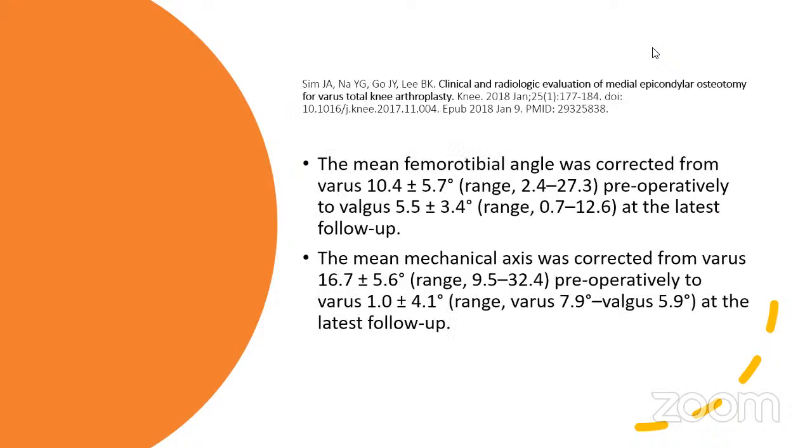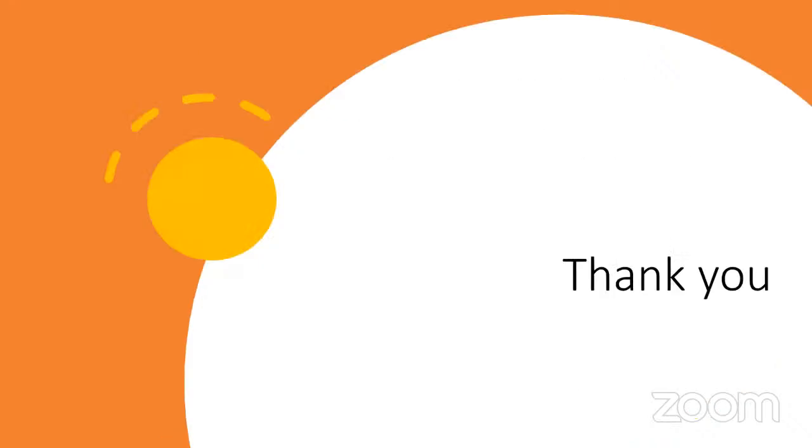Sim J. et al., in their 2018 study on clinical and radiological evaluation of medial epicondylar osteotomy for various total knee arthroplasty, were able to correct a varus deformity of about 10 degrees to a valgus of up to 5.5 degrees using medial epicondylar osteotomy. Similarly, they were able to correct the mechanical axis from 16 degrees varus to a postoperative varus of 1 degree at the latest follow-up. Thank you.